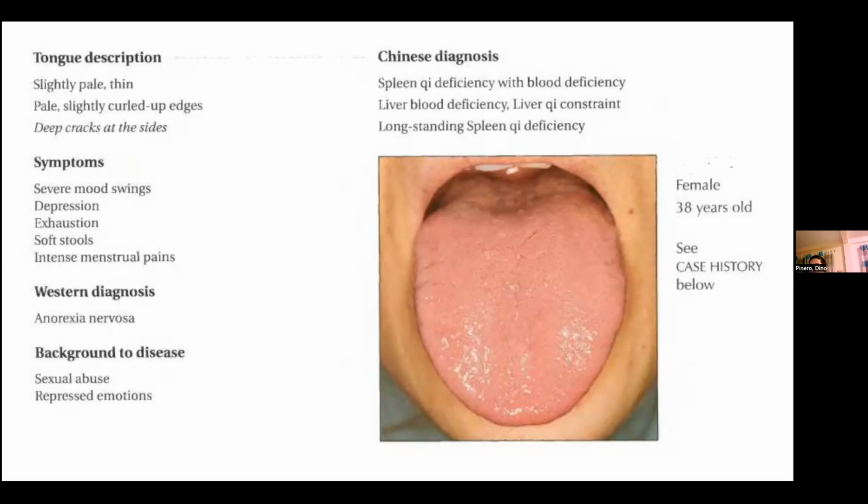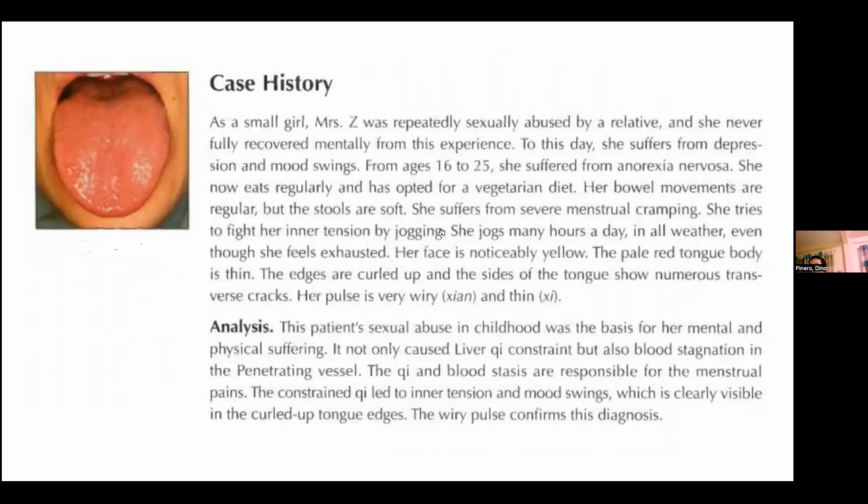Okay, yung symptoms ng patient, there is a severe mood swings, there is a depression, exhaustion, there is soft stools, intense menstrual pains. Sa Western diagnosis, the patient has anorexia nervosa. Sa background to disease, sexual abuse, and repressed emotions. Okay? So, ito po yung case history nung last tongue picture.